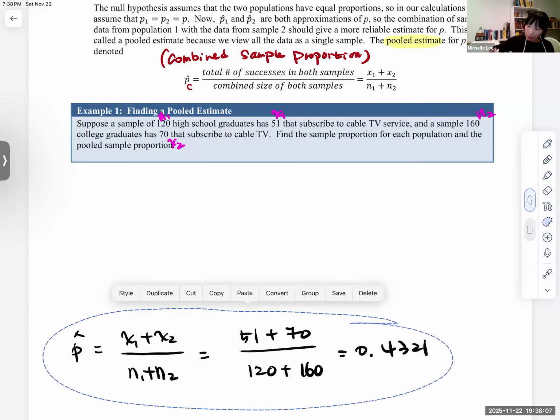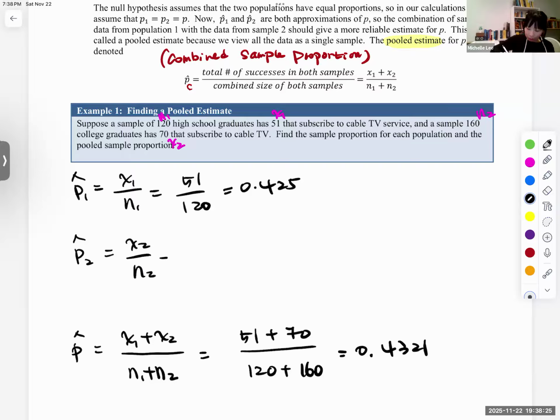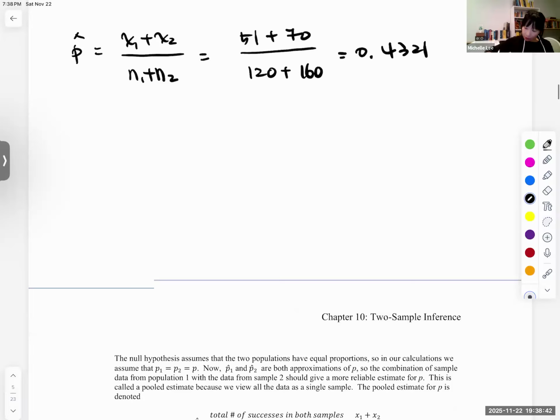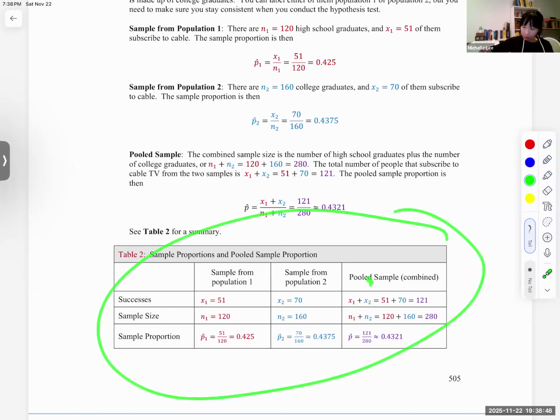The first one, p hat sub 1, right? That would be x sub 1 over n sub 1, so 51 over 120. 0.425, good. p hat sub 2, x sub 2 over n sub 2, so 70 over 160. What do you get? 0.4375, yeah? Excellent. Okay, so there is a nice table, right? That's why I brought this one here.